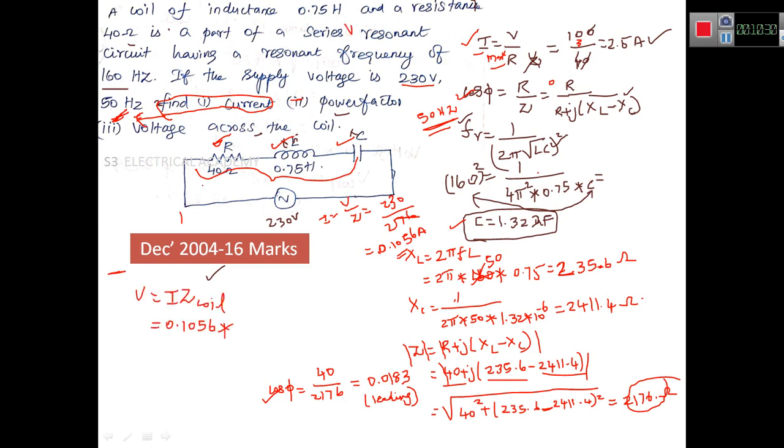So the voltage across the coil is the third term we have to determine. Voltage across the coil should be equal to the current through the coil into the impedance of the coil. So the current through the coil is nothing but I is equal to V by Z. Just now we found 0.1056 ampere. What does the coil represent here? A coil of inductance as well as resistance. Capacitance is not included here. So these two only comprise the coil.